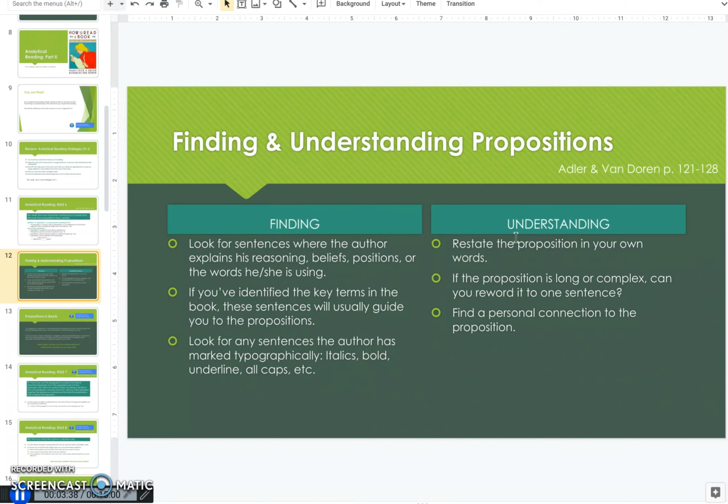And then sometimes we can identify the propositions, but understanding them takes a little more work. So here are some tips. Restate the proposition in your own words. If the proposition is long or complex, can you reword it into one sentence? And then find a personal connection to the proposition. Can you relate to this? Do you have personal experience that you can draw on?